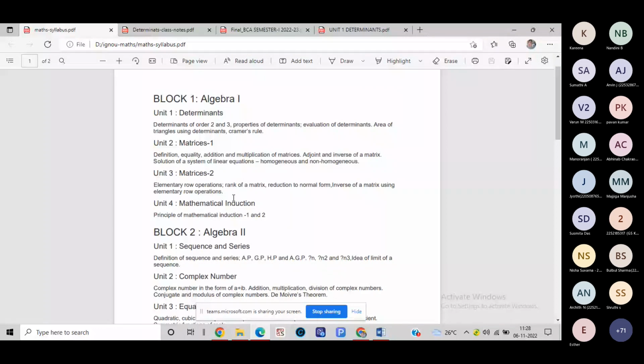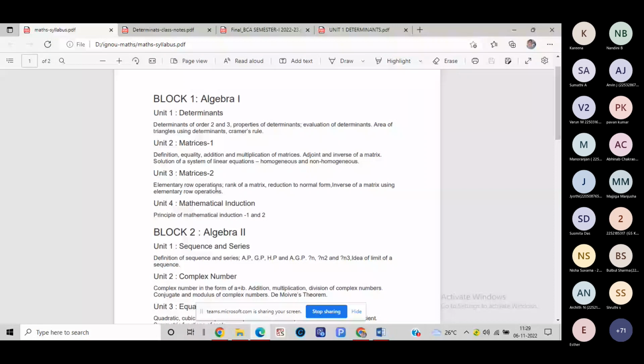One is called elementary row operations. A matrix is represented by rows and columns. Then I apply a method to solve the matrix by using elementary row operations. We have R1 and R2 or R2 and R3. By seeing the problem, you have to choose whether to go for row 1 or row 2 to apply the method. That is called an elementary row operation.